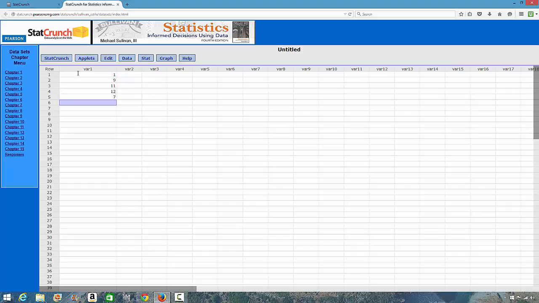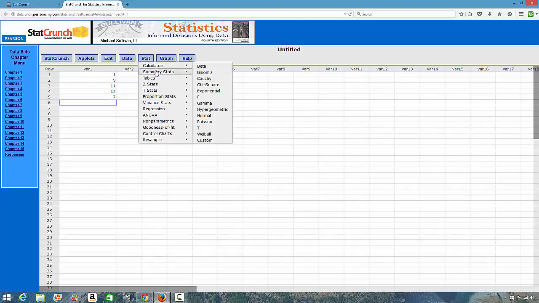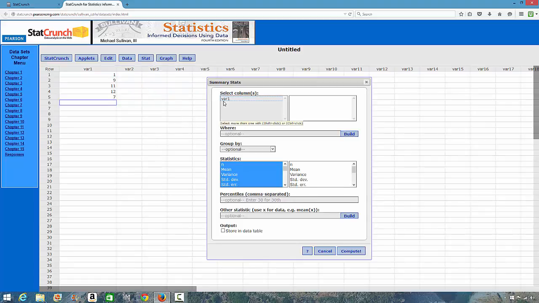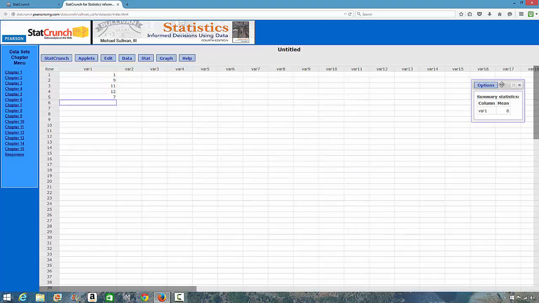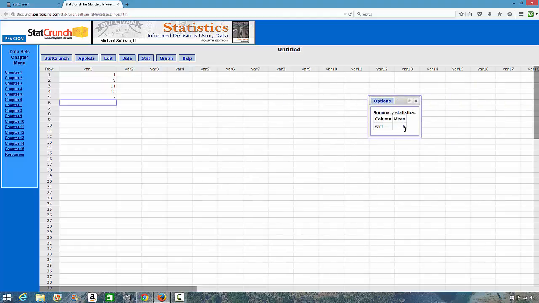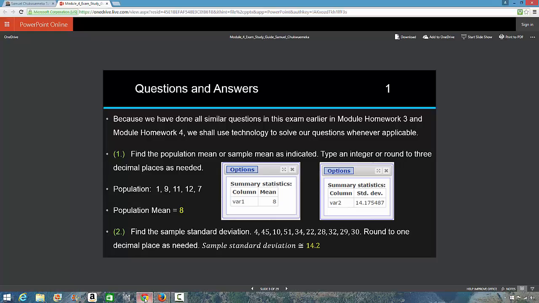I will click on stats, summary stats, columns, variable 1. I click it, and then I just need mean, only mean, compute. So you see that the mean is 8. That's what we got here. Mean is 8.